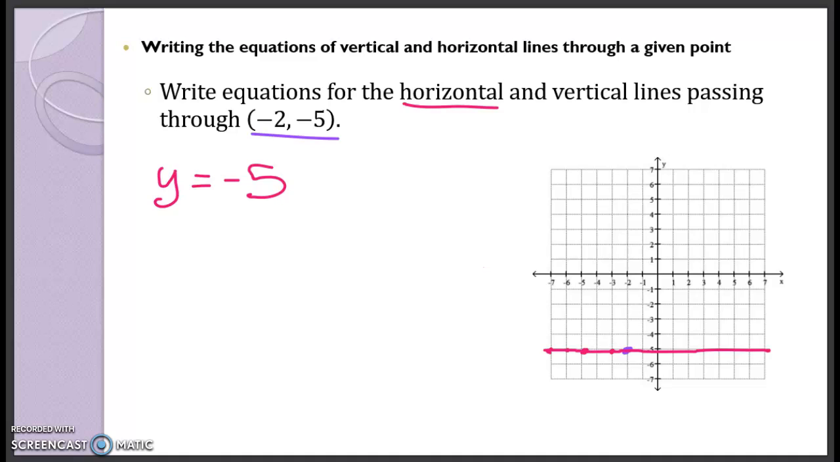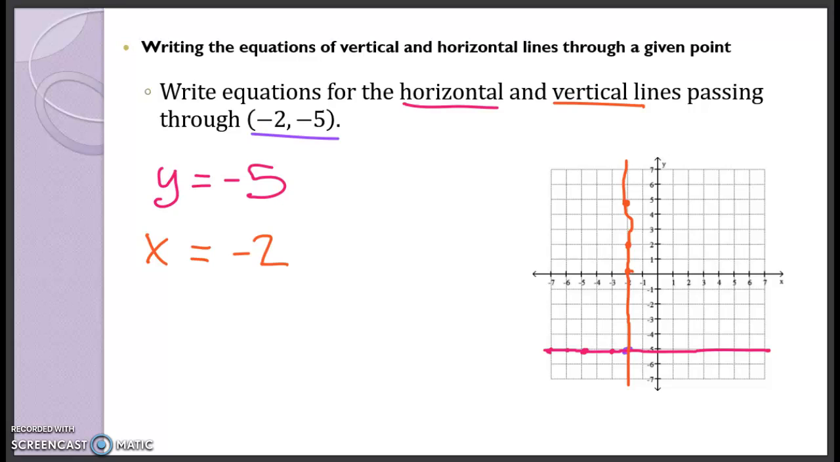Now what about the vertical line passing through this point? The vertical line looks like this. So what happens? Well, it's kind of like that, a little wonky. But what happens? Well, x is always -2. So my equation for the vertical line passing through that point is x is -2.